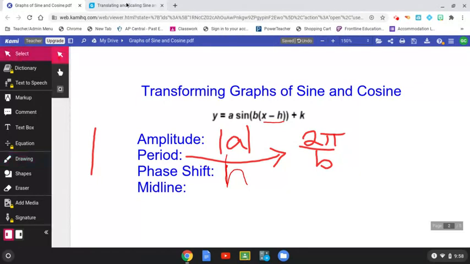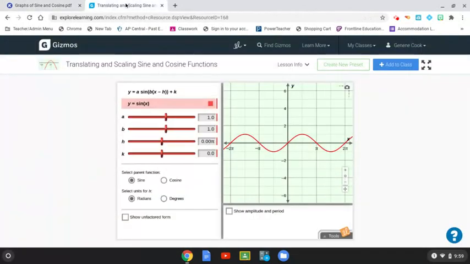All right, now, k shifts the graph up or down. And we do still call this a vertical shift with the graphs of sine and cosine, but the vertical shift can also identify what we call the midline, okay? The midline for the parent graph is the x-axis, because if you notice, the x-axis goes right through the middle of the graph.